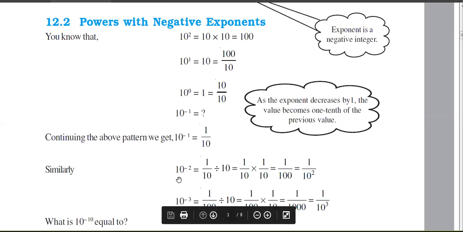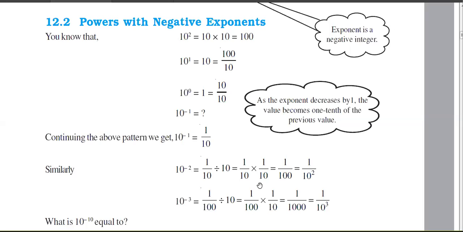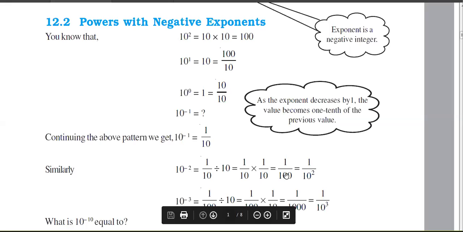Similarly, 10 raised to the power minus 2 is 1/10 of 1/10. The earlier value is 1/10, and 1/10 is to be multiplied with the earlier value 1/10. So you get 1/100. And 1/100 is nothing but 1/10 raised to the power 2. So 10 raised to the power minus 2 can be written as 1/10 raised to the power 2.